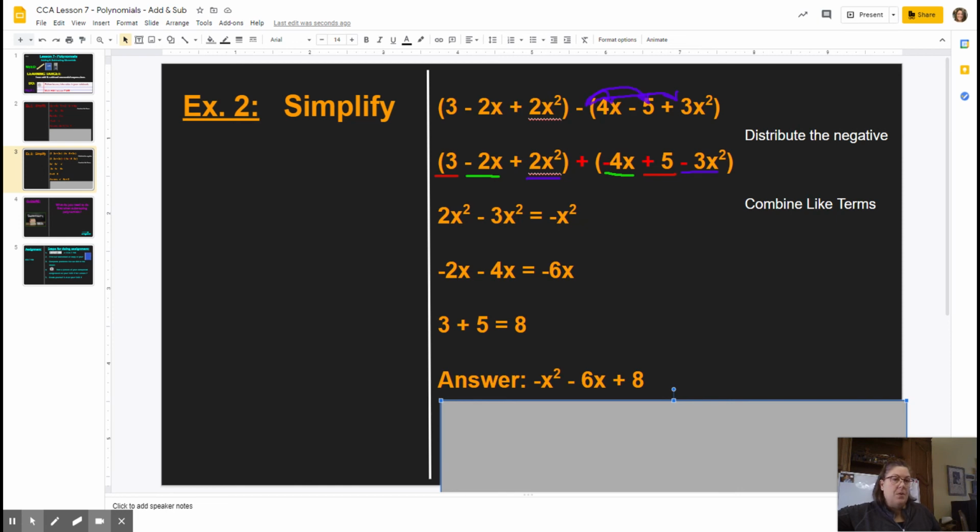Those are my 2 examples. What questions do you have about either the first one or the second one?